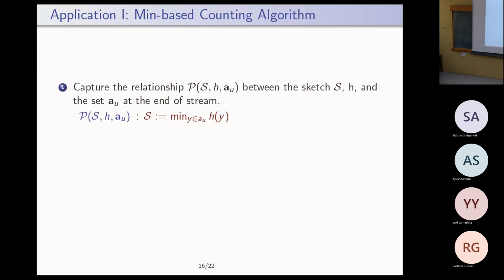Okay, so what is the invariant? The sketch here, if you have just a single hash function, consists of the minimum hash value. So the relation that we are trying to capture is that S is the minimum of all the hash values of the elements in the stream. Now in our case, the stream consists of a set of solutions. So the sketch that we want to maintain is the minimum over y being solutions of phi of h of y.